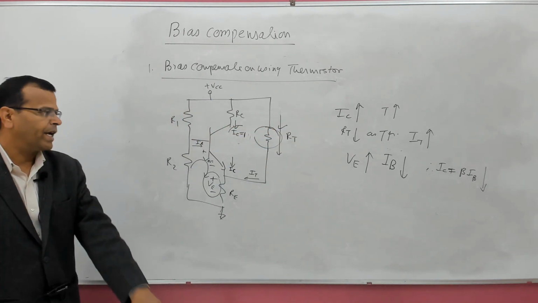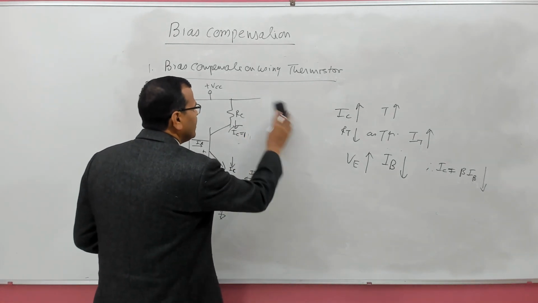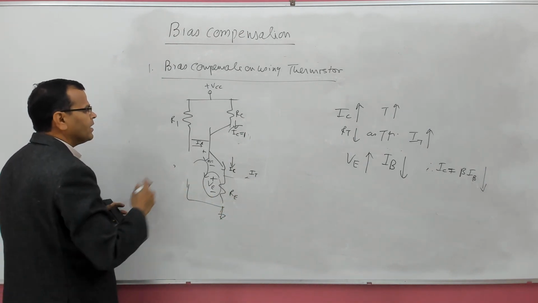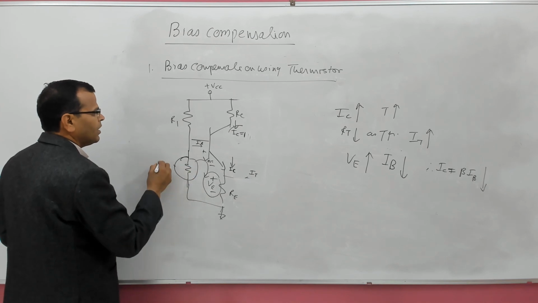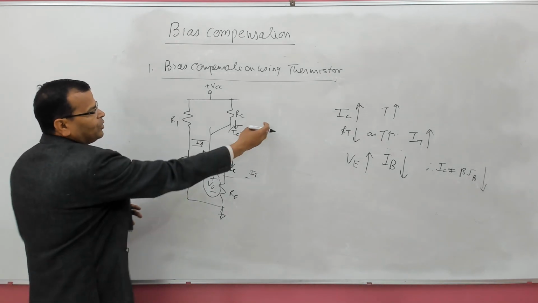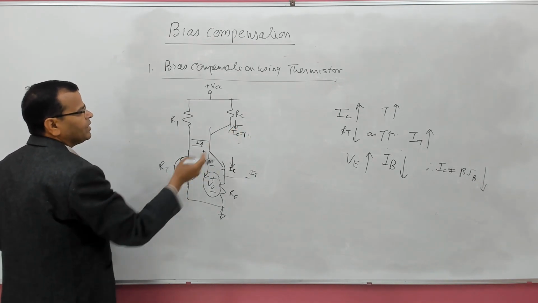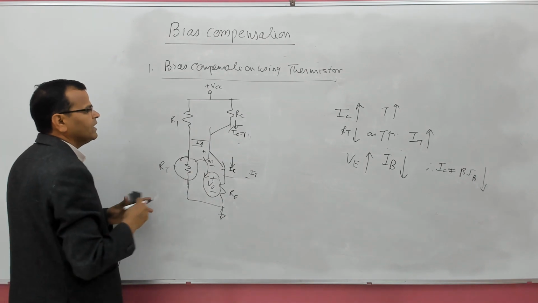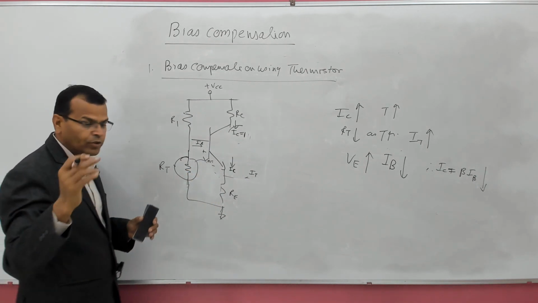That is one technique. The second technique is, instead of connecting the thermistor here, I connect the thermistor here. This is the thermistor now, opposite to this. By connecting a negative temperature coefficient device here, or by connecting positive temperature coefficient devices here, we will see that later. Fine. So let us see what will happen. It's also interesting.